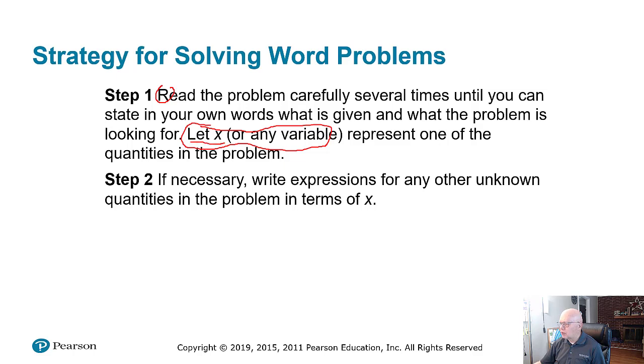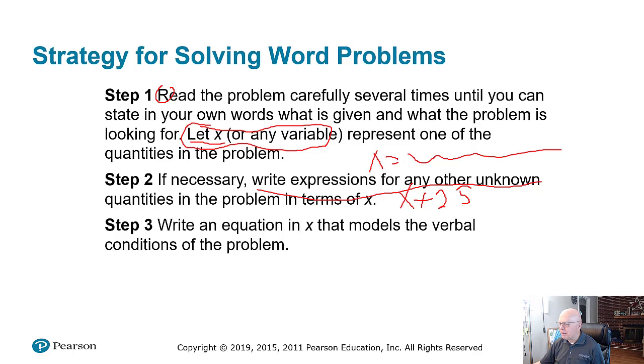Remember, you're going to start with x and write down x equals, and then write down whatever you need to. Step 2 says maybe there's something else. Maybe x plus 25 represents something else in your problem. Write all those down. Expressions for any other things aside from x.